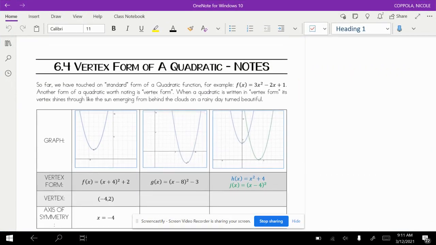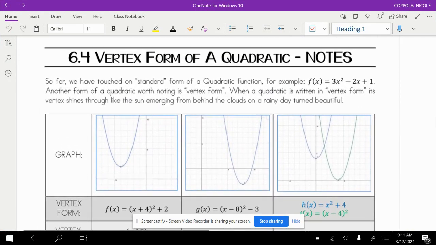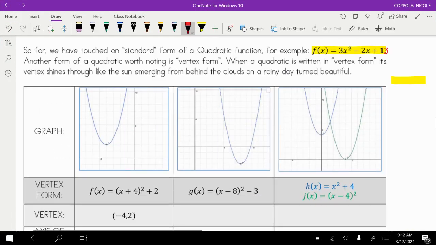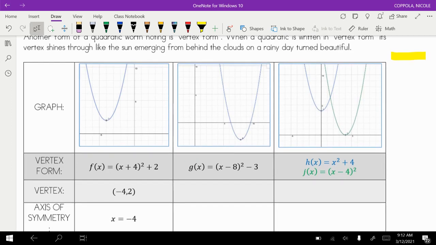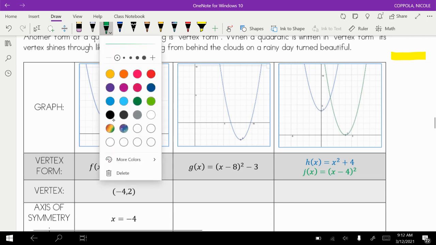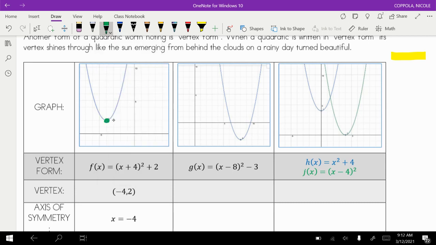Hello, algebra friends. In this video, we are going to be talking about vertex form of a quadratic equation. If you look below, you will see we've got three graphs, and then we've got them written in vertex form below. I just want to identify the vertex on this first one. The vertex is our turning point. Counting 1, 2, 3, 4, the coordinates are -4, 2.